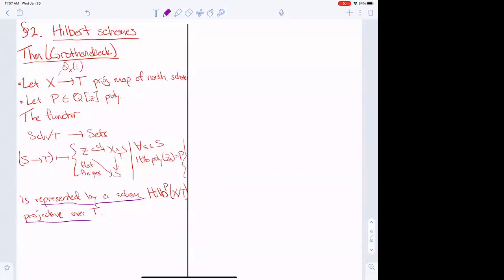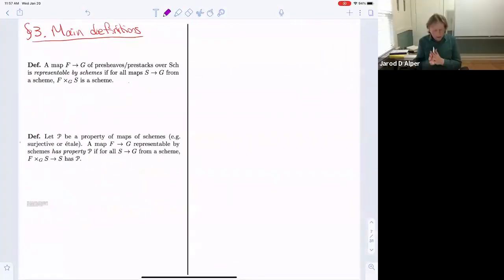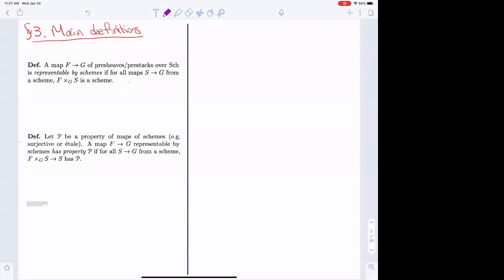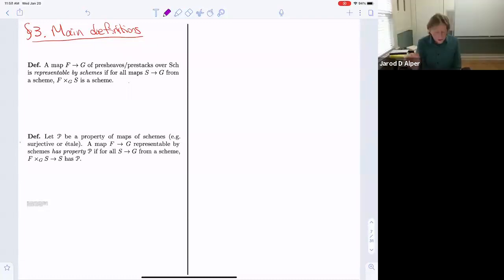Okay, let's get started with the new material. So I'm going to introduce some key definitions here. On the left-hand side, we just define, okay, we've seen a similar notion before. So we say that a map of pre-sheaves or pre-stacks is representable by schemes if for every map from a scheme, the fiber product is a scheme.